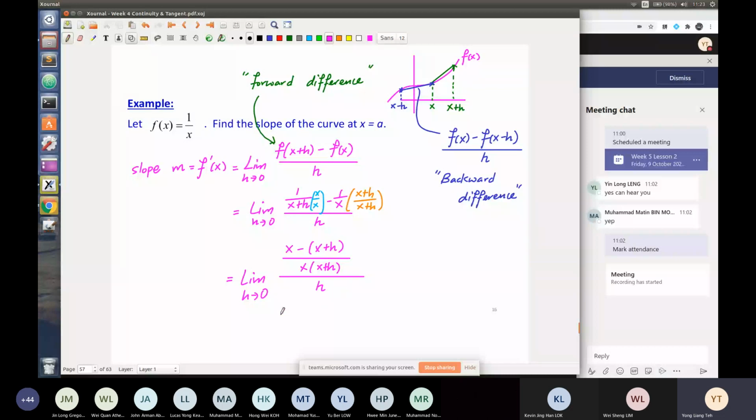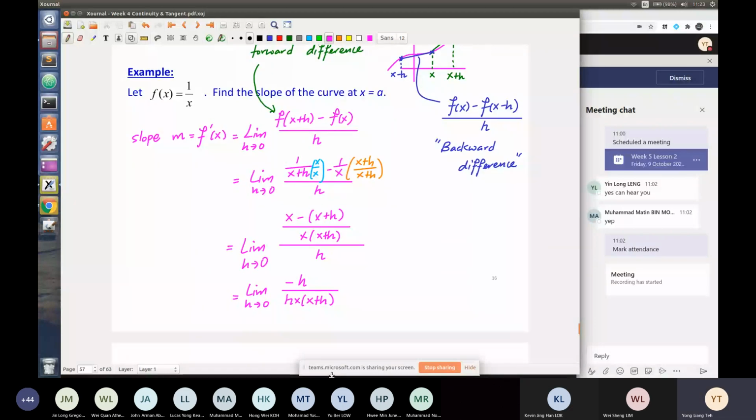So therefore, you can simplify this. This is x minus x, but minus h, so left with minus h over. Then there's an h here, and this h can be brought down, because you divide by this and then you divide by this again. So the h can be combined at the common denominator: h times x times x plus h.